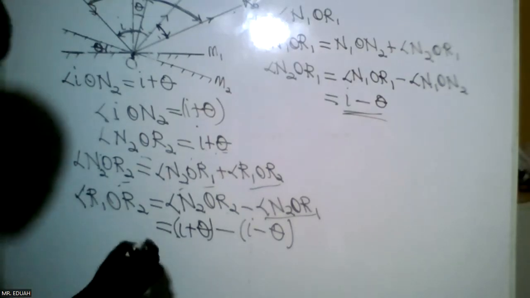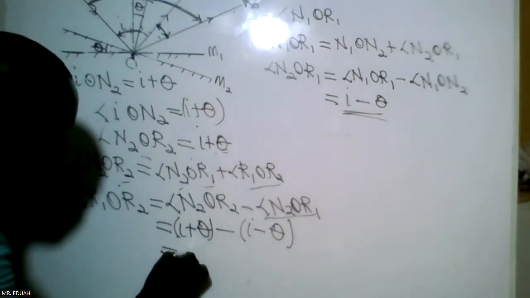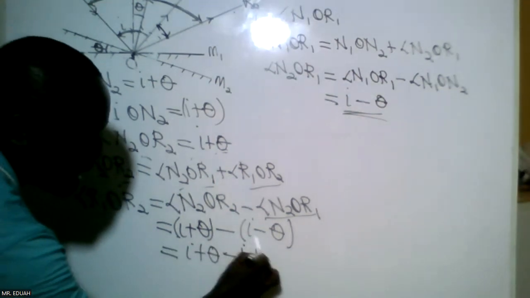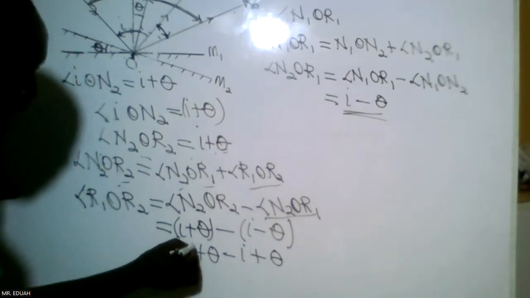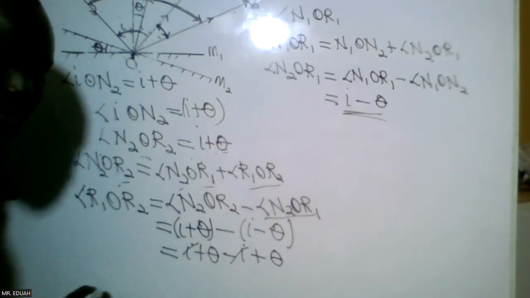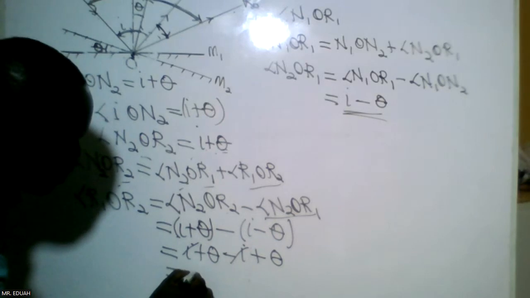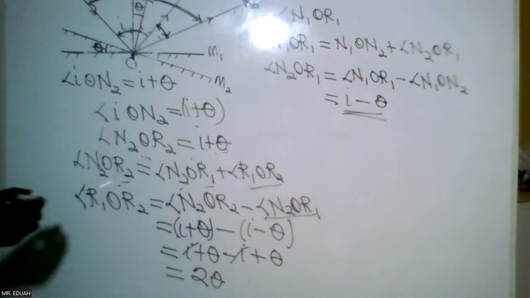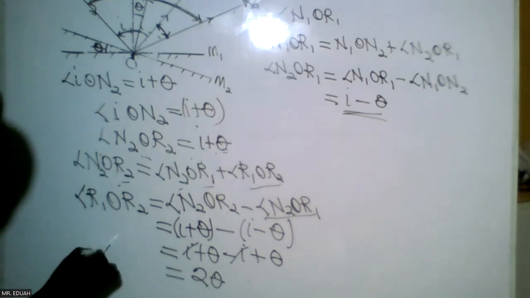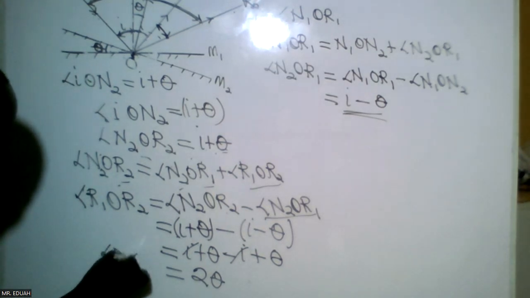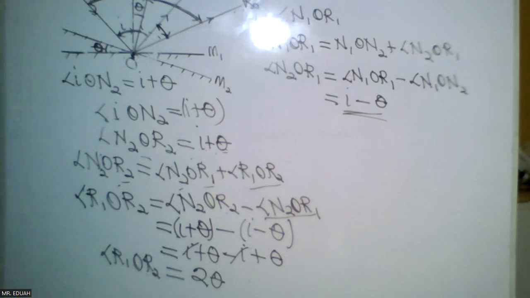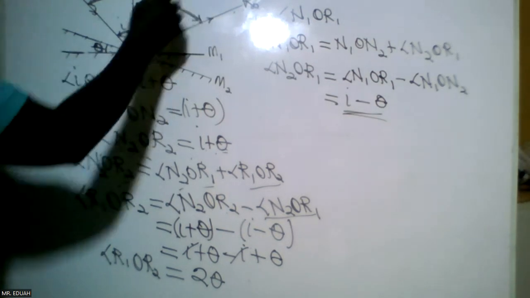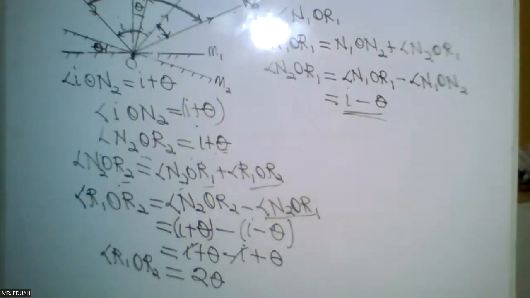So when we open the bracket, we have i plus theta minus i plus theta. i and i cancel out. And what is left is equal to 2 theta. And this is the angle between the first reflected ray and then the second reflected ray, angle R1OR2.